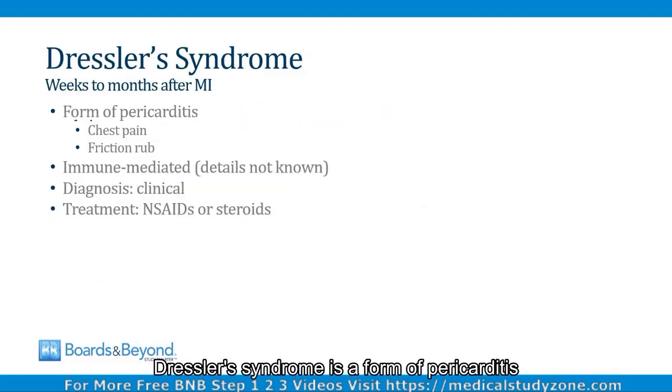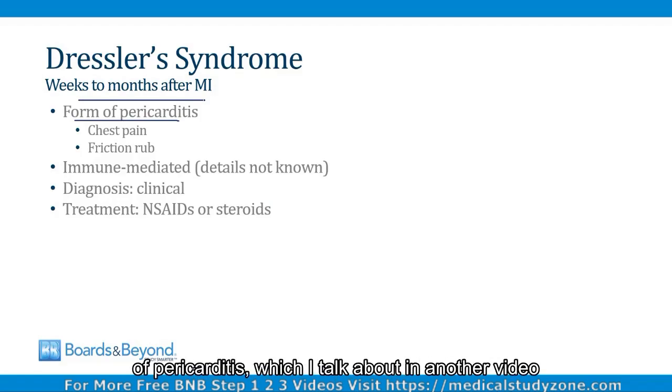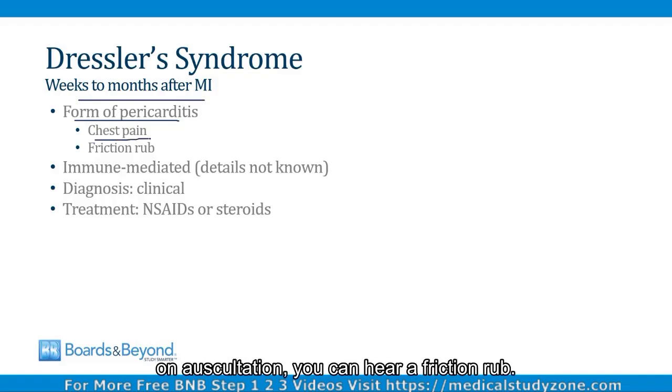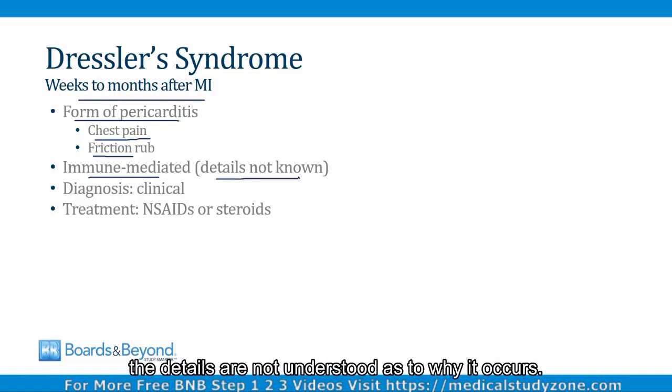Dressler syndrome is a form of pericarditis that occurs weeks to months after large myocardial infarctions like STEMIs. These patients develop the typical symptoms of pericarditis, which I talk about in another video. So they can have chest pain, on auscultation you can hear a friction rub. This is an immune-mediated phenomenon that leads to inflammation of the pericardium. The details are not understood as to why it occurs.